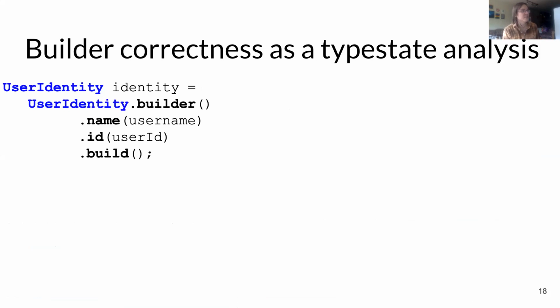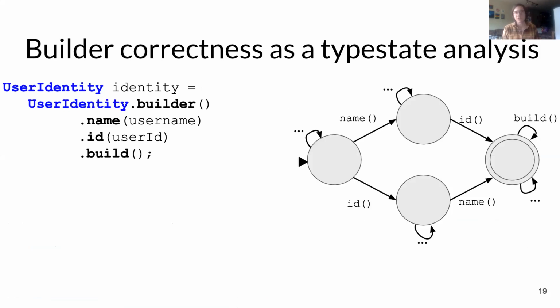So I want you to consider the builder example on the left, same one from before, and I want to consider encoding this as a type state analysis. In that case, what we're going to do is construct a finite state machine for a builder object, and then transition the finite state machine as we analyze the program.